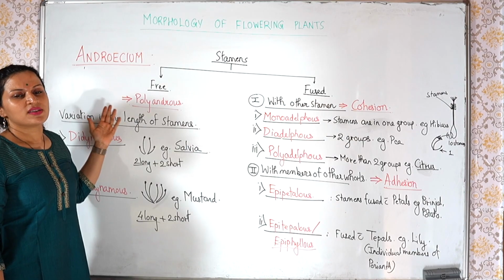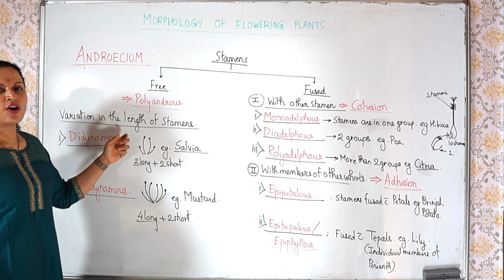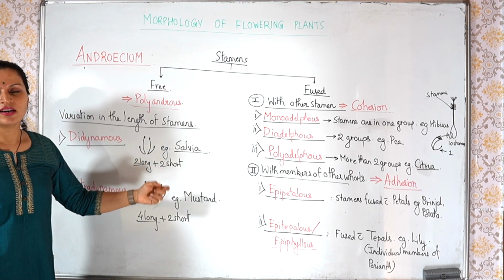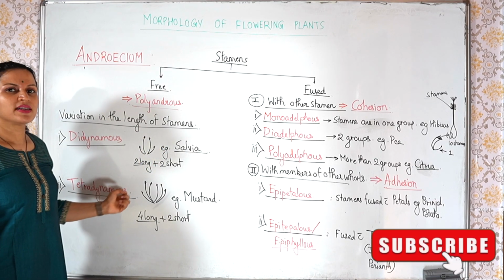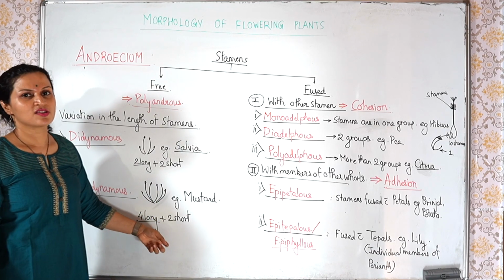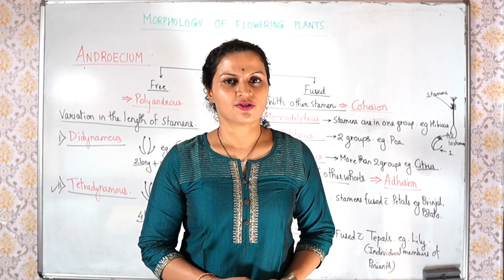Remember that. Next we see the variation in the length of the stamens. If there are 2 long, 2 short stamens, that's called Didynamous condition, example salvia. And if there are 4 long stamens and 2 short stamens, that's called Tetradynamous condition, seen in case of mustard. So that is all from Androecium. In the next lecture, we will look at Gynoecium.